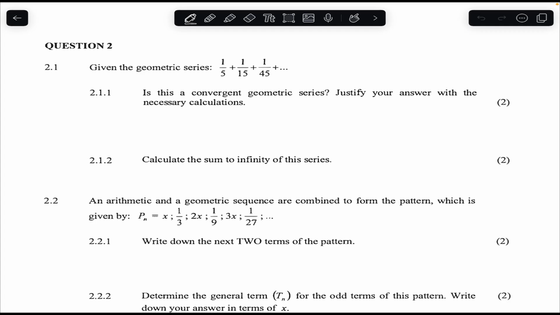Hi everyone, welcome back. This is question 2 of the May-June paper 2. In the previous video, we looked at question 1 with the algebra and how to answer those questions. Now we're going to look at sequences and series.